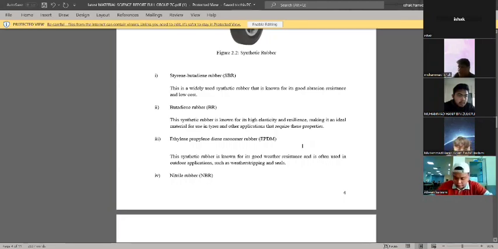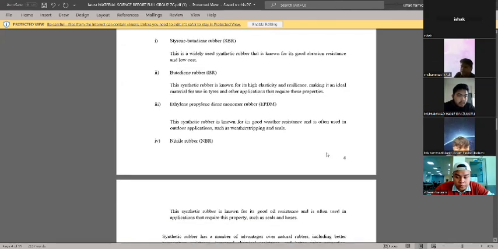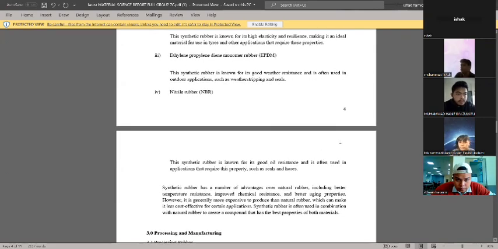And next, ethylene propylene diene monomer rubber. This synthetic rubber is known for its good weather resistance and is often used in outdoor applications. And lastly, nitrile rubber. Nitrile rubber is a synthetic rubber that is made from acrylonitrile and butadiene. It is commonly used in the production of seals and has good resistance to oil, fuel, and other chemicals. Okay.